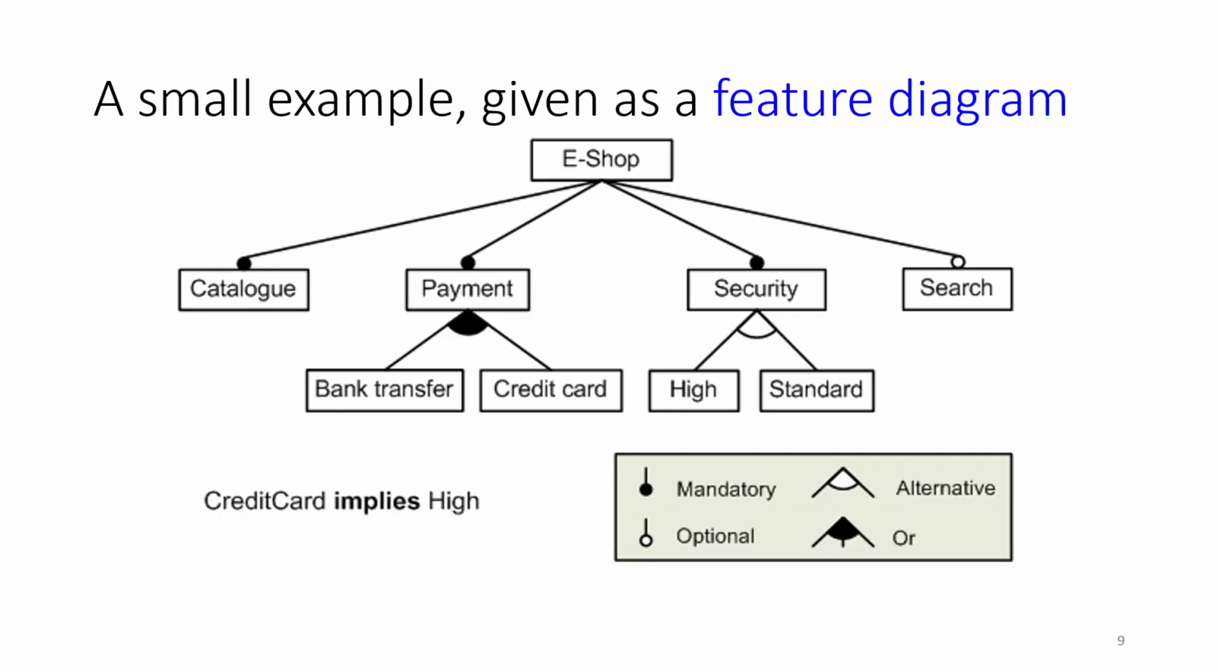Okay, now here's another example. This is a feature diagram, and we're going to focus on these kind of feature diagrams because they allow us to describe exactly what are the sets of features that we have and how can we assemble products from these features. So here the system is usually the top feature. So the things in these rectangles, they are the features. So we have the feature eShop, catalog, payment, security, search, bank transfer, credit card, high, standard. Those are the feature names. And usually the kind of products, they are the root feature. We always have a single root. It's always a tree.